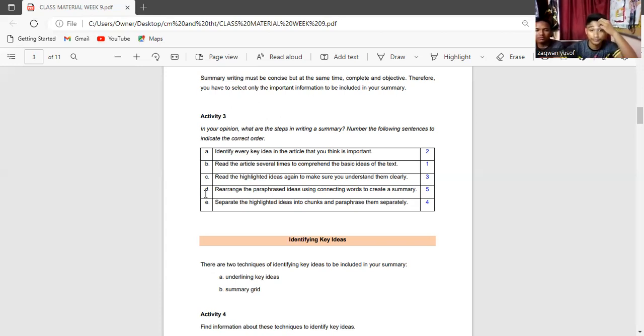Step 3. And D: rearrange the paraphrased ideas using connecting words to create a summary. That is 5. E: split the highlighted ideas into chunks and paraphrase them separately. That is 4.